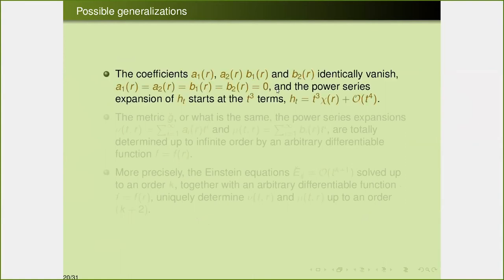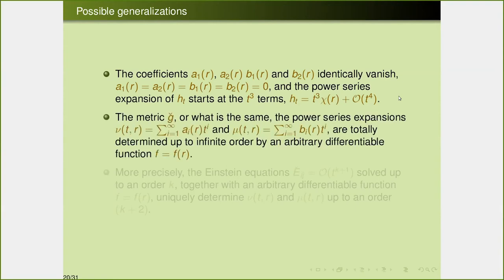So the power series starts from t to the power three. So this metric h of t starts like this. If I assume this analyticity, I am obliged to start my power series at the power three. And the rest of these A's and B's are absolutely determined in terms of one free function.